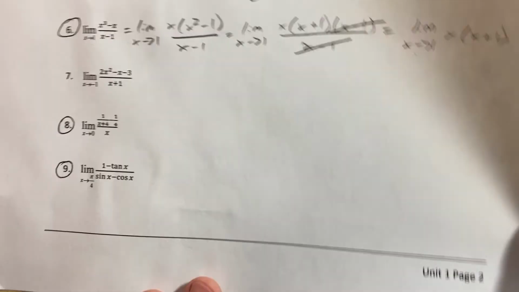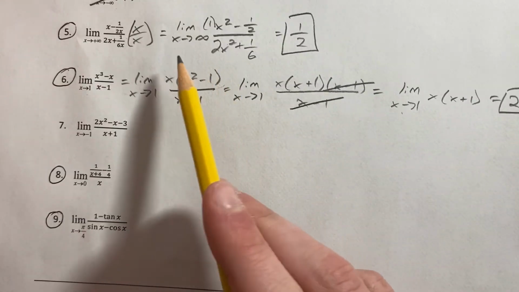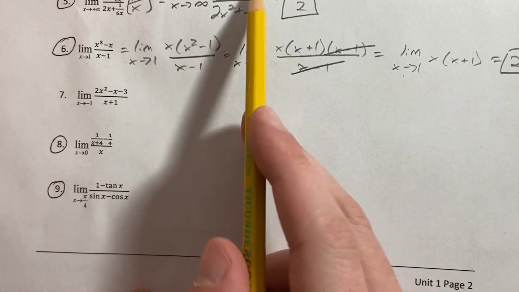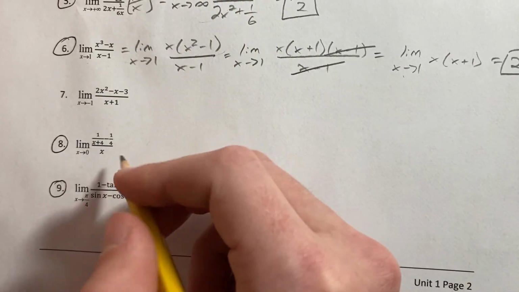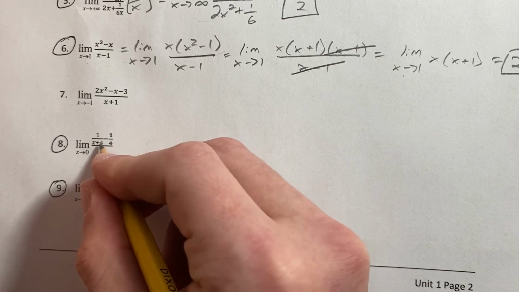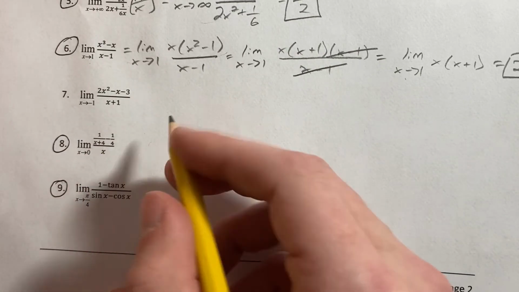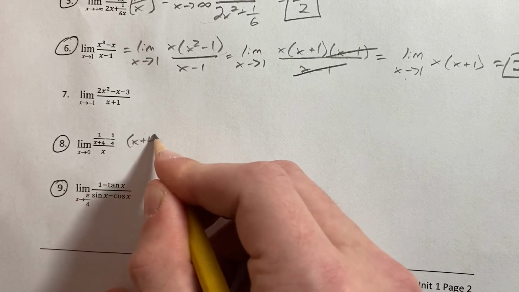Moving on to 8. 8, you'll end up doing a similar thing to what we did in 5. You're going to want to clean it up so it ends up being one of these much easier functions that you can work around with. So for here, we're going to multiply to get rid of this x plus 1, x plus 4 on the bottom, which is really ugly. You're going to multiply the top and the bottom by x plus 4.